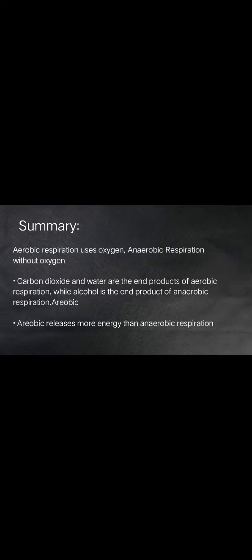So, for the summary, aerobic respiration uses oxygen, while anaerobic respiration is without oxygen. The carbon dioxide and water are the end products of aerobic respiration, while alcohol is the end product of anaerobic respiration. Aerobic respiration releases more energy than anaerobic respiration.